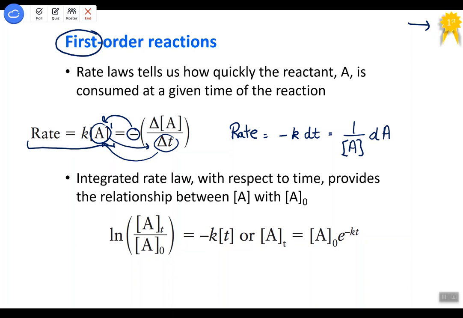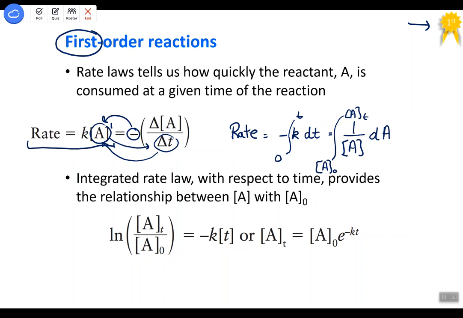Well, I can go ahead and integrate over time, the concentration of A at the beginning and the concentration of A at some specified time. This is just for fun. You don't actually have to integrate it. The integrated formula is provided to you, but now you know where it comes from.